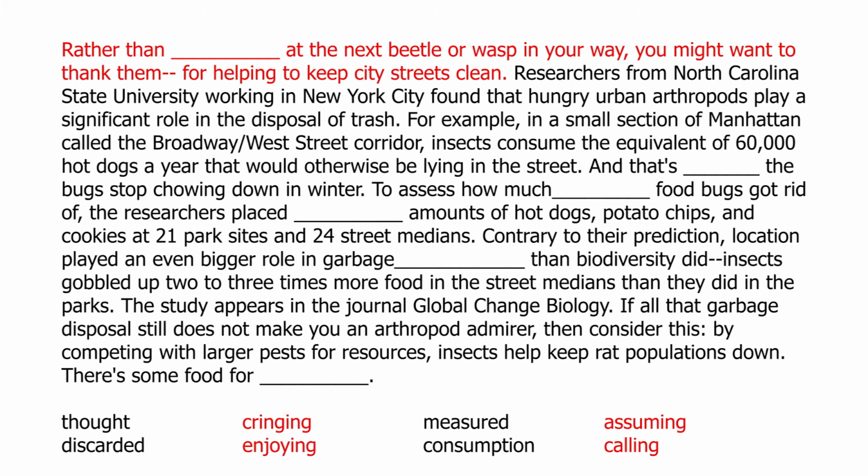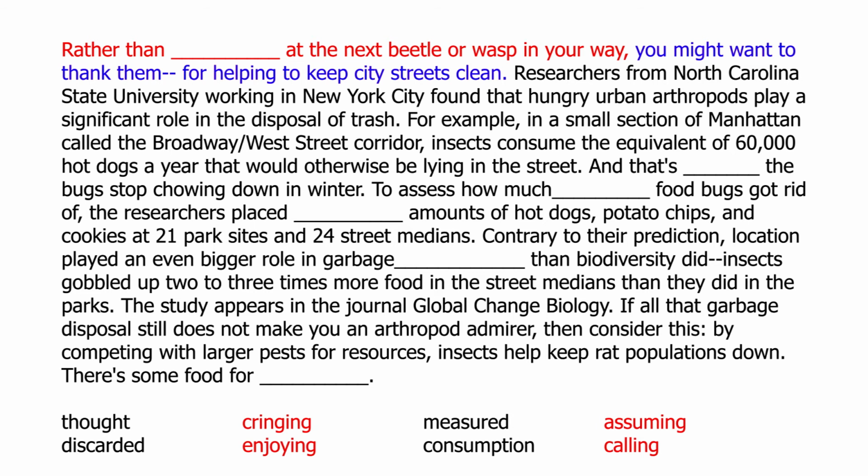Now we have to use the context method. First of all, we use rather than to give importance to one thing when 2 alternatives or preferences are being compared. So if we keep reading the sentence, and especially the second part of the sentence, rather than gap at the next beetle or wasp in your way, you might want to thank them. You might want to thank them. So this is a positive sentence. What would be the previous part of the sentence? It would be carrying a negative meaning.